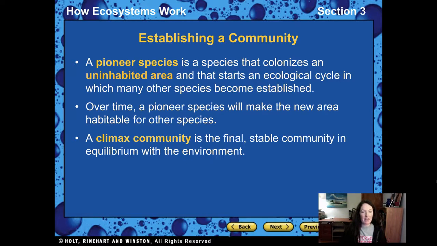The climax community is at the other end of creating an ecological community, and that is the final stable community in equilibrium. So that is a highly developed ecosystem. And that isn't to say that it can't change, it's just that it's very grown and it's going to be harder for smaller species to establish themselves there.